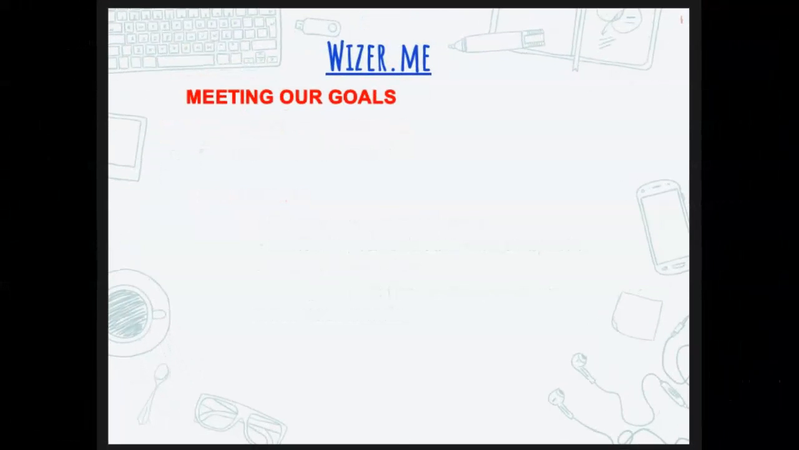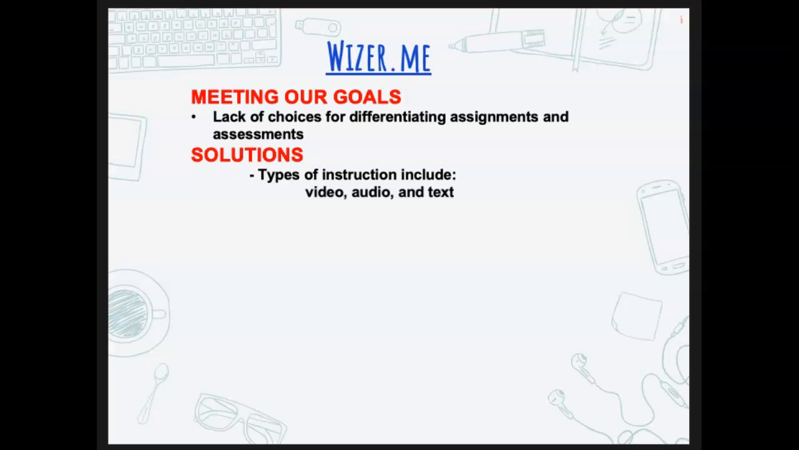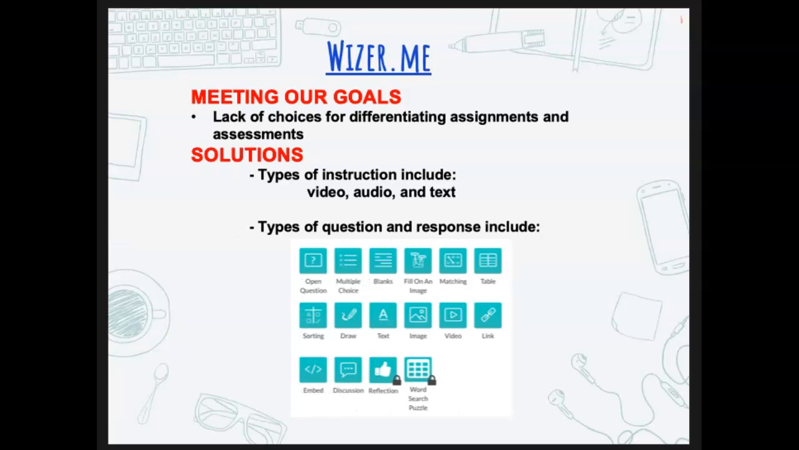Finally, one of the last issues we discussed was the lack of choices for differentiating assignments and assessments. Some solutions offered by Wiser are: Wiser offers different types of instructions, including video, audio, and text instructions. Wiser also offers different types of questions and responses, including open question, multiple choice, blanks, fill in on an image, matching, table, sorting, drawing, text, image, video, link, embed, discussion, reflection, and word search puzzle.